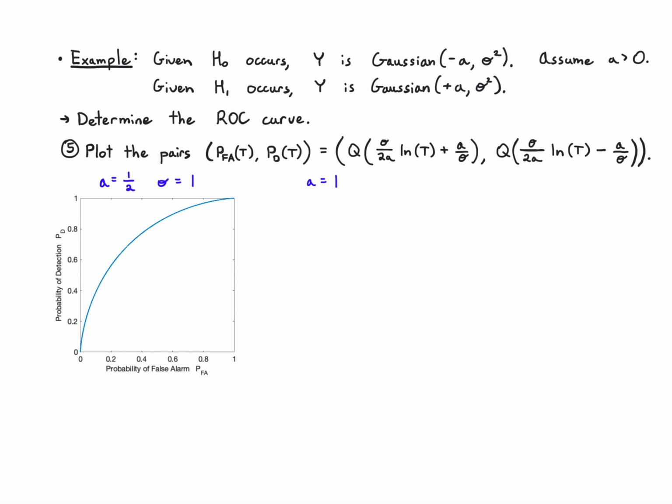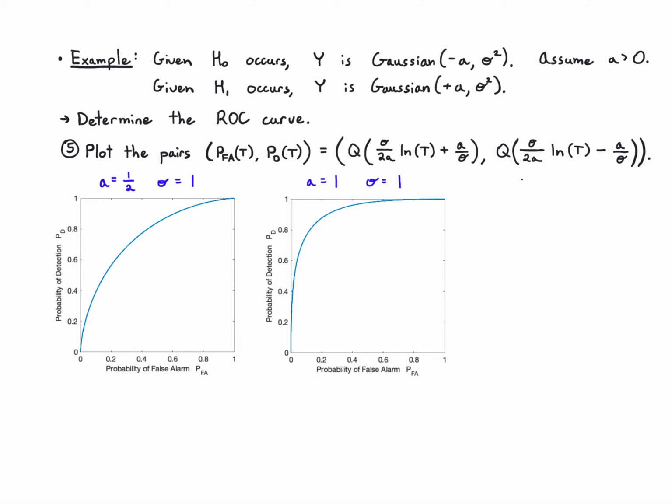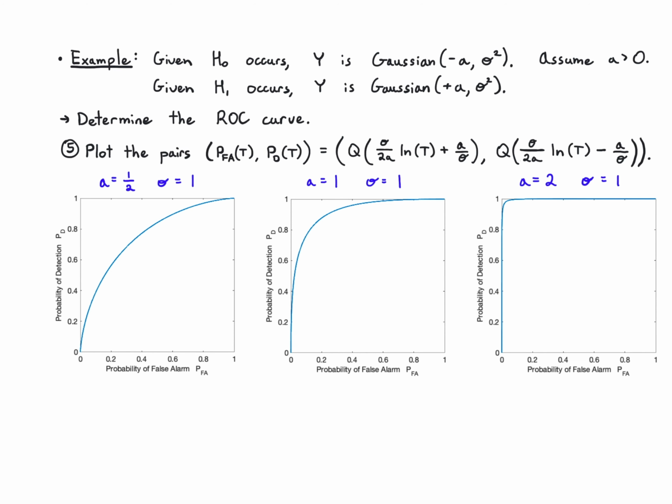Here's another plot for a equals 1. So I'm increasing the mean, leaving the standard deviation alone. You can see that the ROC curve has shifted up and to the left, which is good, right? The probability of detection for a given probability of false alarm has gotten better, because the means are now more separated, since 1 is larger than a half. Now I'm going to try a equals 2, and I'm going to see it really shift up to the top left corner, which is great.